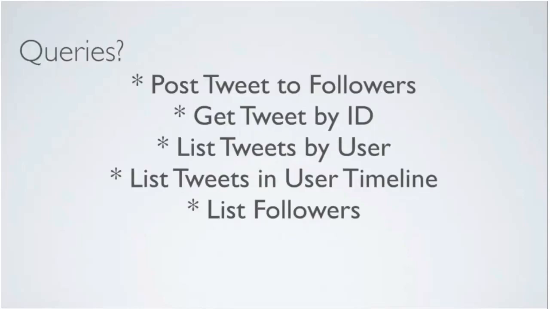So let's look at what we want our Twitter clone to do. We want to post a tweet, and we want to be able to read a tweet by its ID. We want to list all the tweets that a user has sent and list the tweets in a user's timeline, which would include the ones from the people the user follows. And we want to be able to list their followers, so we understand who to deliver the tweets to. There's a bunch of other things that you would want this sort of thing to do. These are the basics, and so let's just deal with those for this presentation.